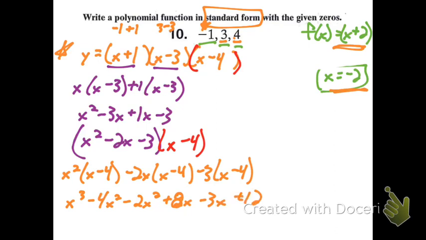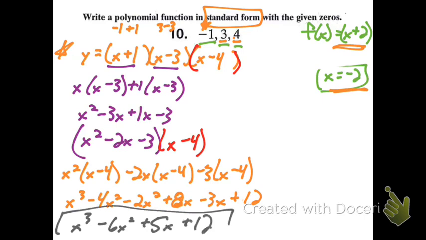But I'm not done because I have to combine like terms, so I'll use my dark gray here. X to the third minus 6x squared plus 5x plus 12. And that's what we get. I'm going to put y equals that in front of it because, hey, it's supposed to be a polynomial function. And there we go. Standard form. All right.